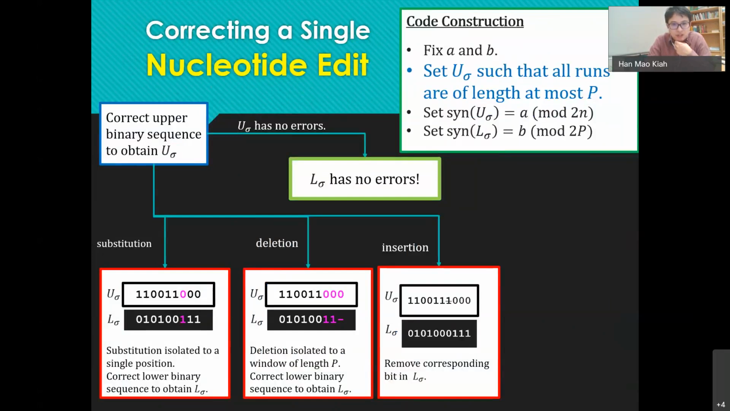What's interesting here is that for the nucleotide edit, if there's no error on the first sequence, it turns out that the bottom sequence must have no errors also. So that's a helpful part. Otherwise, we know where the error occurs on the lower sequence, and you can just use your syndrome to check again. And then for deletion and insertion, it's pretty straightforward, because they're just VT codes.